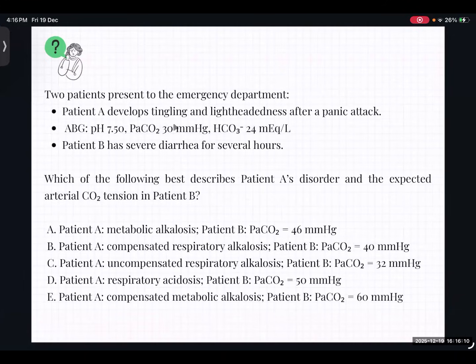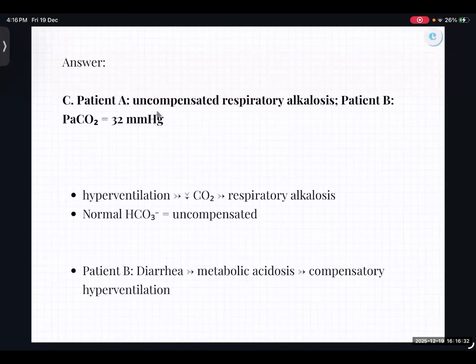Decreased CO2, increased pH. According to ROME, that's true. Respiratory, because they're opposite: decreased CO2, increased pH. That means it's a respiratory issue. And because it's high pH, it's alkalosis. Well done, guys. Perfect. Okay, why is patient B 32 millimeters?